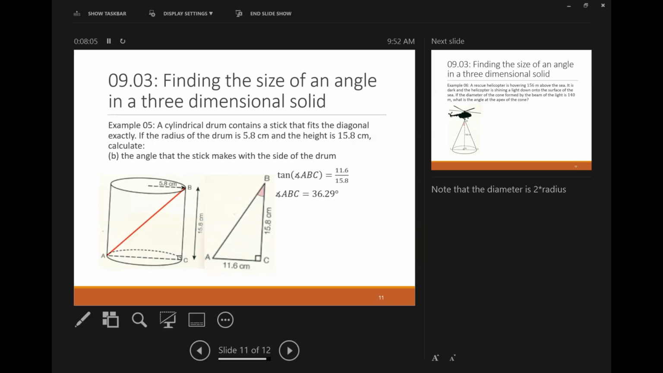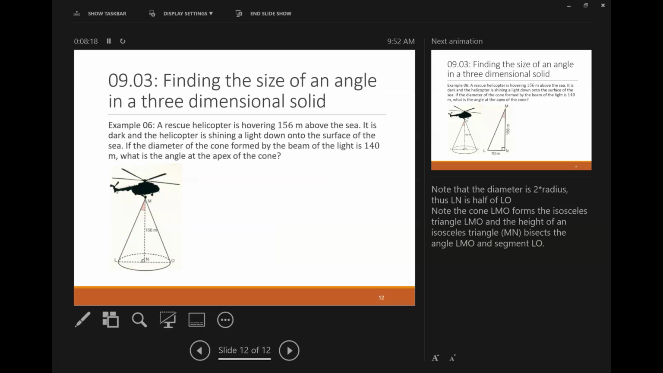So very simple calculation-wise, right? We're not doing anything complicated, right? Again, the hardest part, the trickiest part is getting the triangles that you need out of the picture. I think this is the last example here.